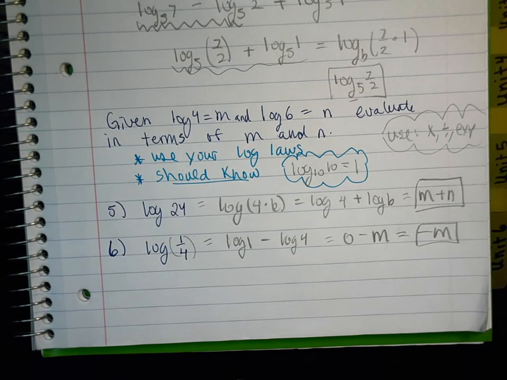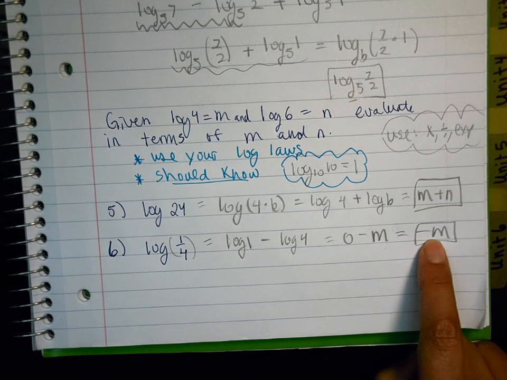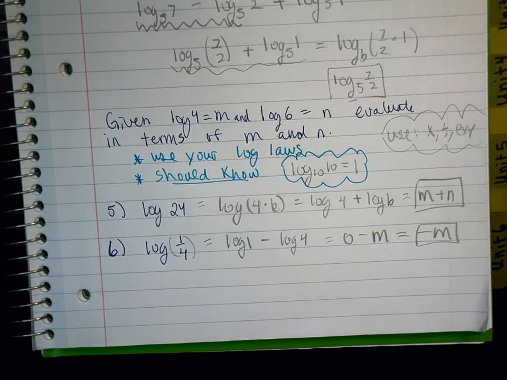I'm just wondering, did anybody use log law number 3 instead? Did you get the same answer? Yes, it comes out the same, because with 4 to the negative 1, you bring the negative 1 exponent down to the front and end up with negative 1 times m. Same answer. Your choice. Okay, number 7.